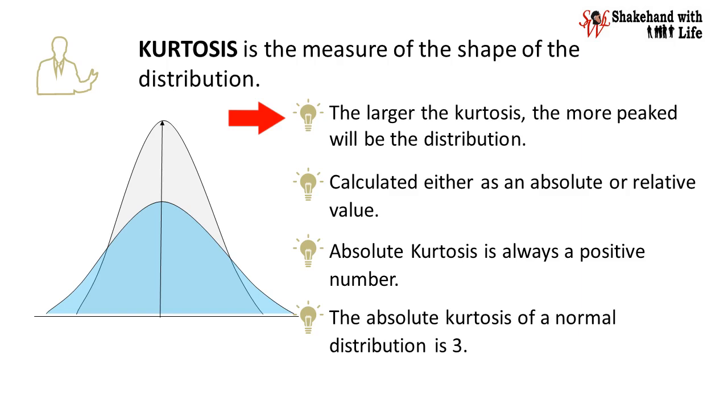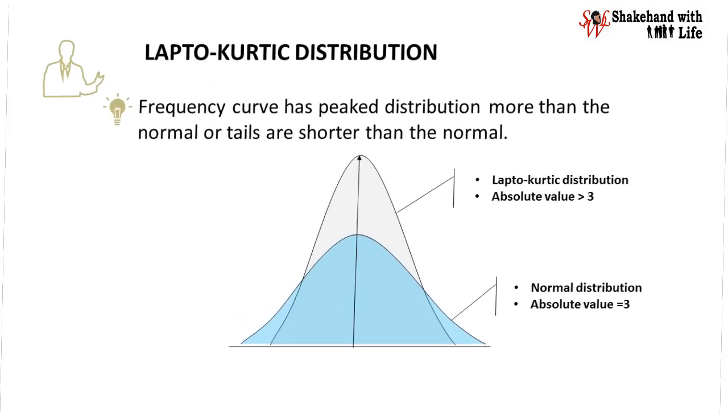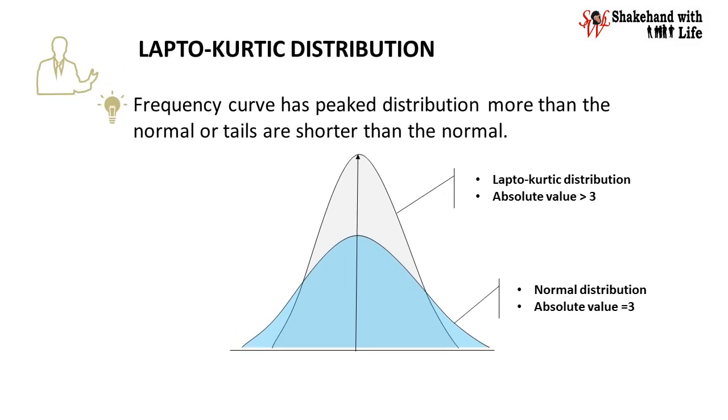The kurtosis is calculated and reported either as an absolute or a relative value. Absolute kurtosis is always a positive number. The absolute kurtosis of a normal distribution is 3. If the frequency curve has peak distribution more than the normal distribution or the tails are shorter than the normal distribution, then it is called leptokurtic distribution. In this case, the absolute value of kurtosis will be greater than 3.